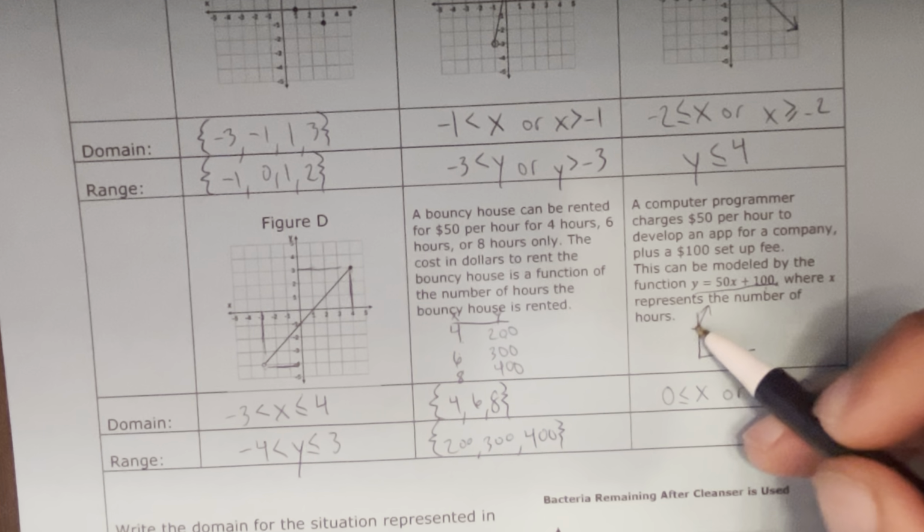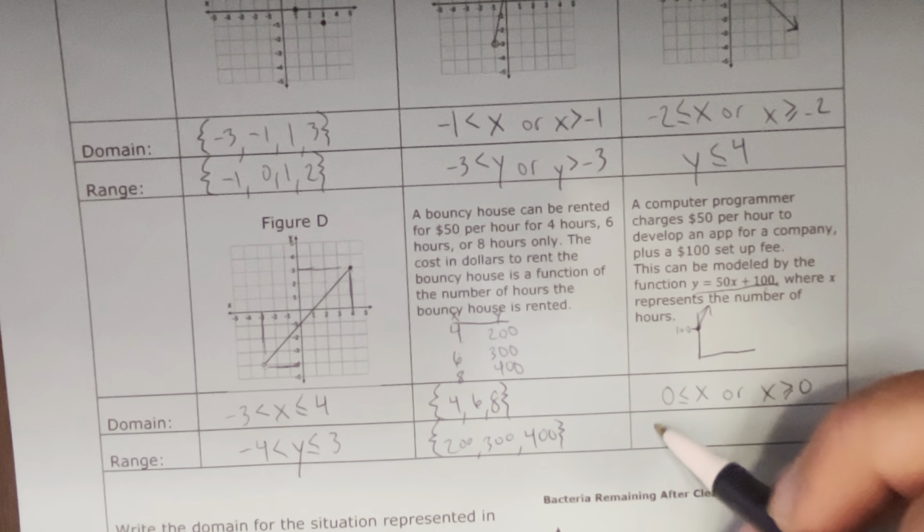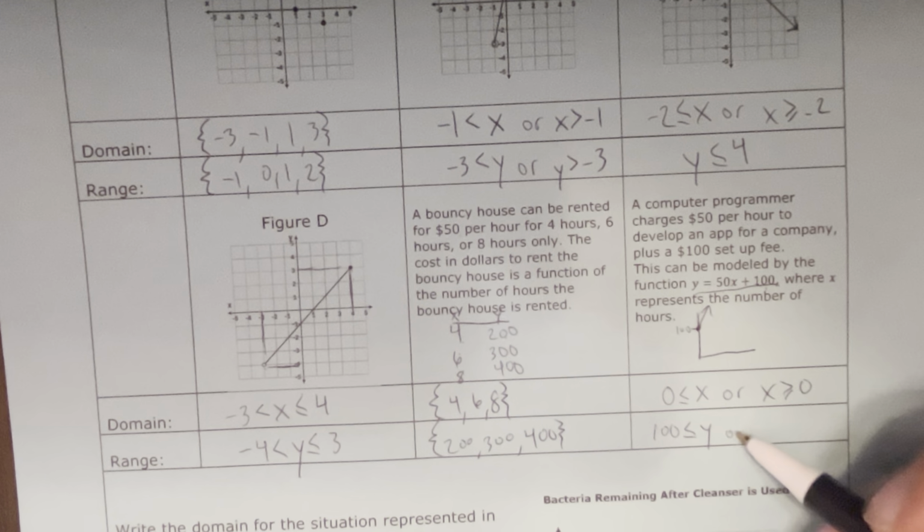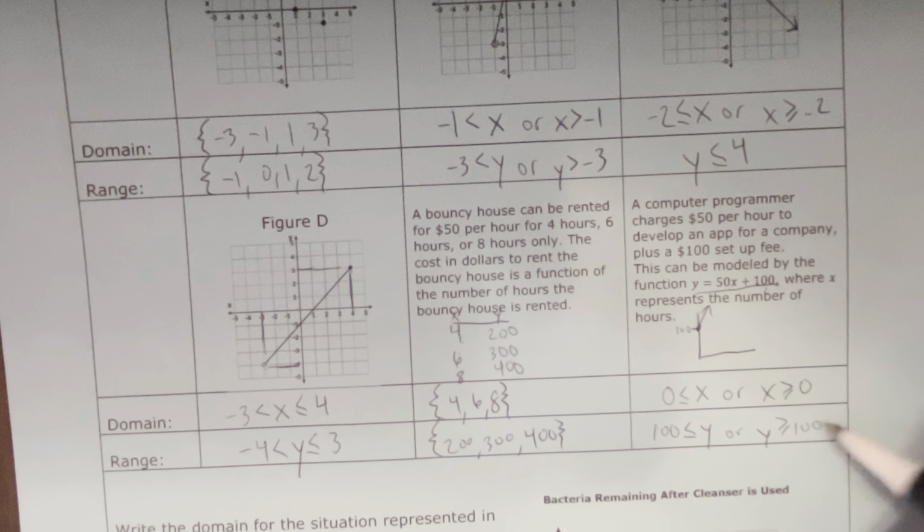The lowest it goes, this is 100. So the lowest it goes is 100, and it goes up forever. So again, we could write it like that.